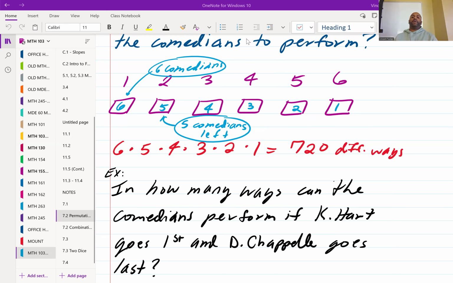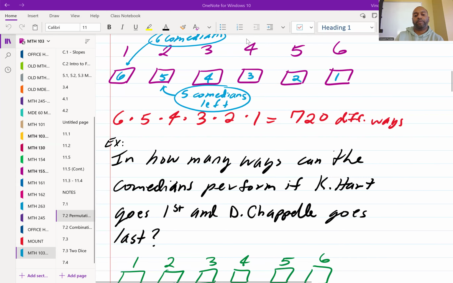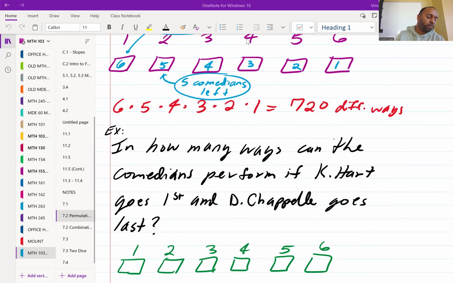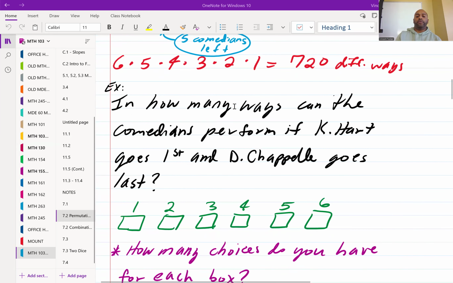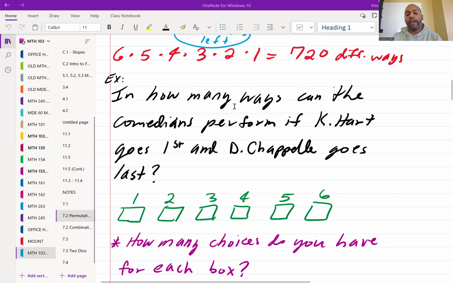All right, next question. In how many ways can the comedians perform if Kevin Hart goes first and Dave Chappelle goes last? So once again, we set up our boxes for each performance slot. And the same thought process holds true. How many choices do you have for each box? Now, in this case, they give us certain stipulations going into it. They say that Kevin Hart has to go first and Dave Chappelle has to go last.